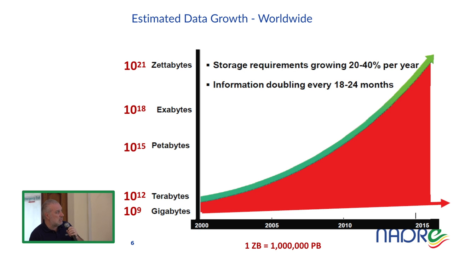Internet data growing. This is a wider perspective. This is the digital data growth in the world in general. And so you can see the increase. And we are here in the order of tens of hundreds of zettabytes. What is a zettabyte? 10 to the 21 bytes. This means 1 million petabytes, 1 billion terabytes, and actually 1 trillion gigabytes. And the storage requirements grow every year by 20 to 40%, and information doubles every 1 to 2 years.